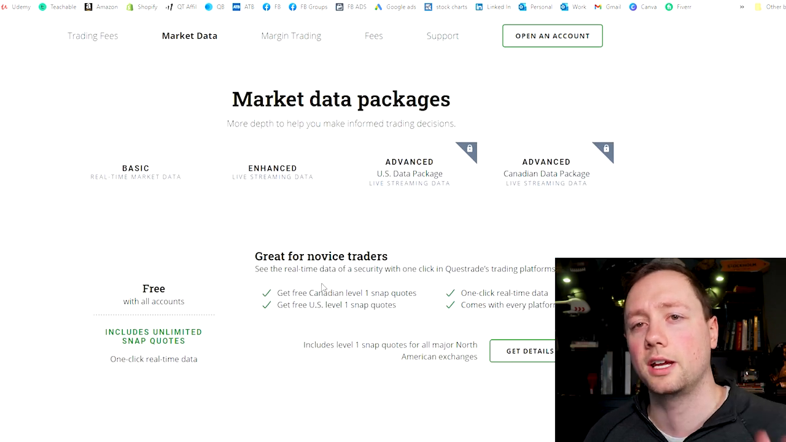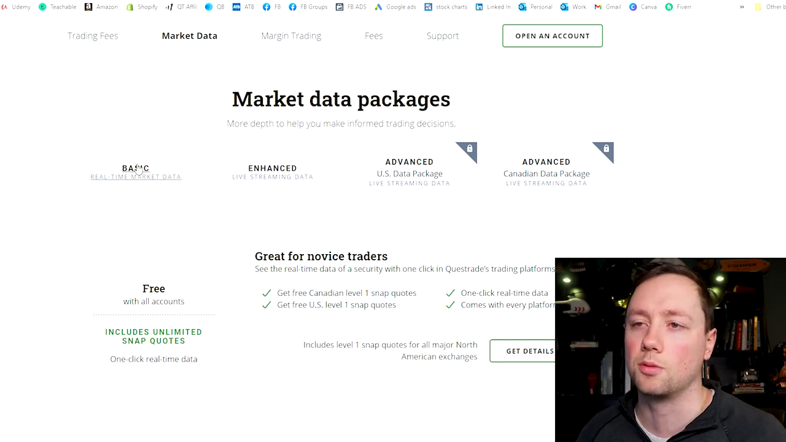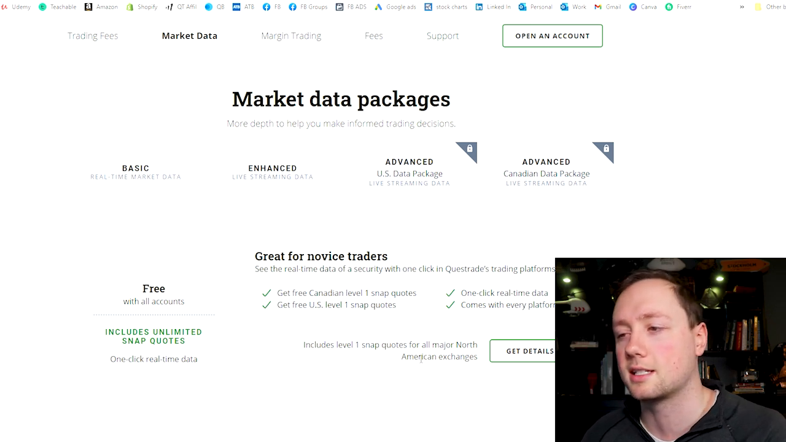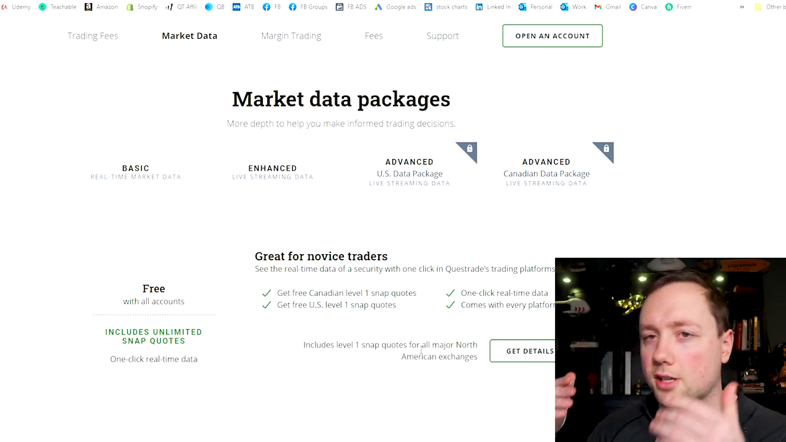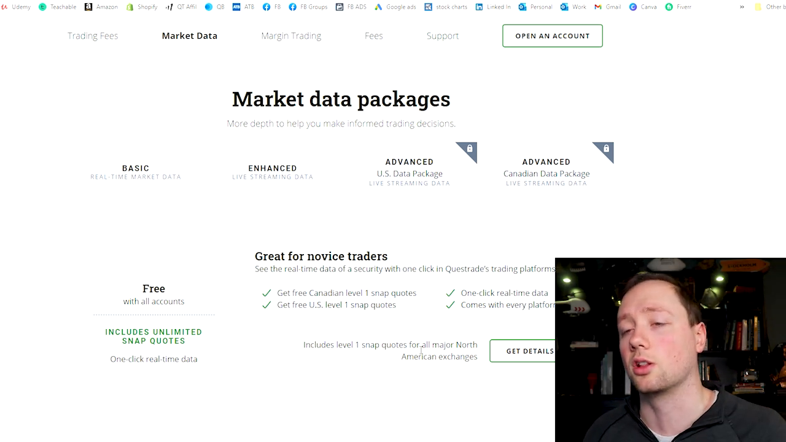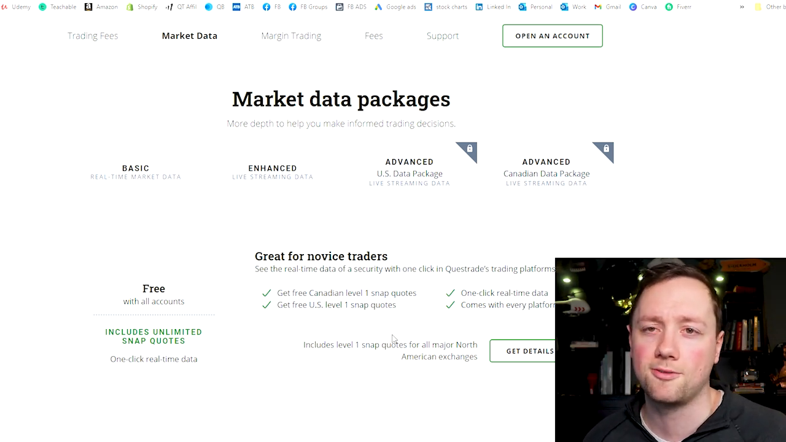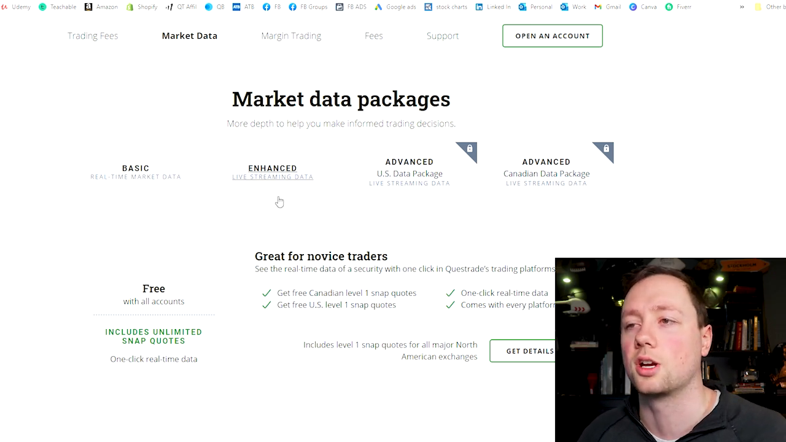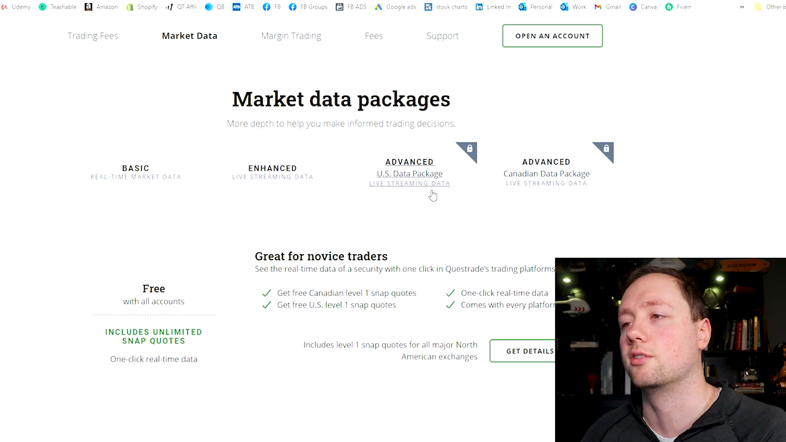Now, if you're interested in swing trading or day trading, you are going to need some market data, and this is what's really important. So basic is market data, but you're delayed by 15 minutes. You can get snap quotes, which means you click a button and it'll tell you exactly what the price is, but a lot of the data you get is going to be delayed by 15 minutes. So it makes it really, really difficult to day trade. If you want to day trade, you are going to need one of the enhanced or advanced packages.